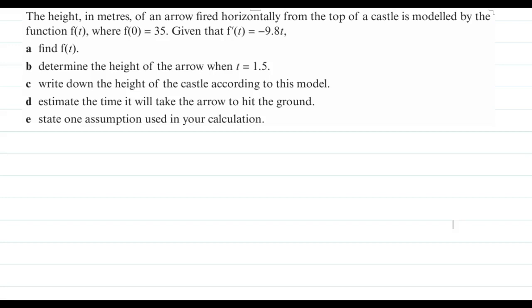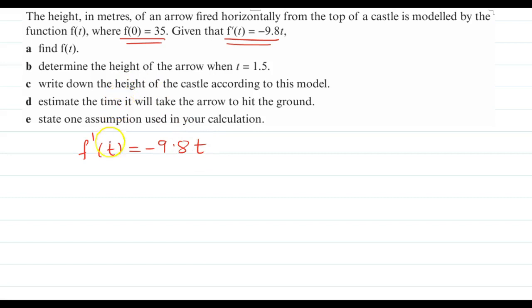In this question, it is given the height in meters of an arrow fired horizontally from the top of a castle is modeled by the function f(t), where f(0) is 35, and f dash t is given as minus 9.8t. So first thing they have given f dash t, that is minus 9.8t.